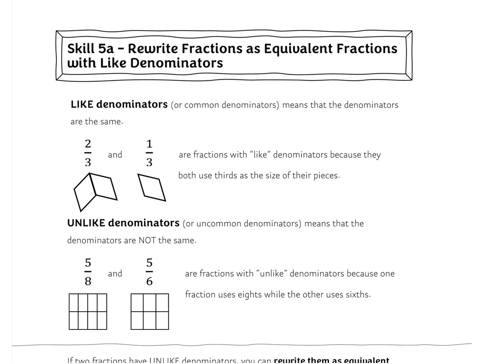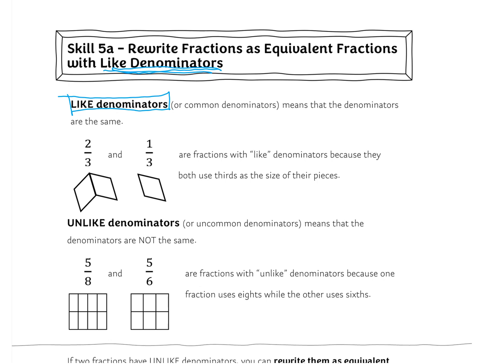So Skill 5A is really similar to Skill 4, where you were rewriting a fraction as an equivalent fraction. The difference here is we're going to rewrite sets of fractions, and we're going to do something called like denominators. This might be a new concept for you, so let's review this terminology to make sure we're all meaning the same thing when we say like denominators. Please box with me right here where we have like denominators.